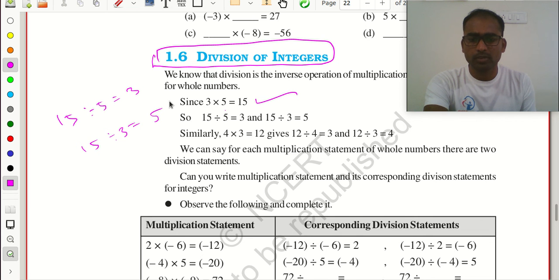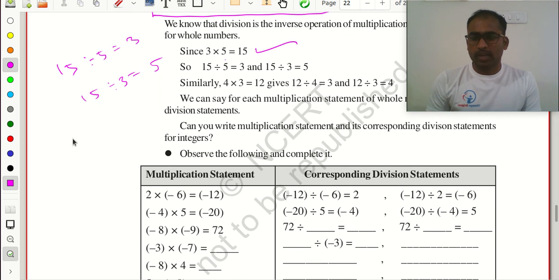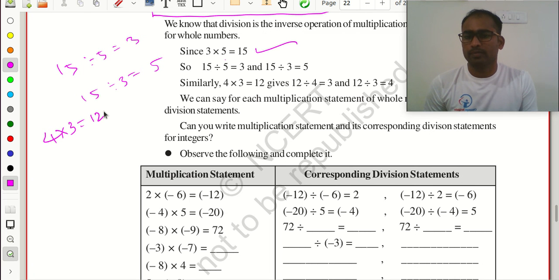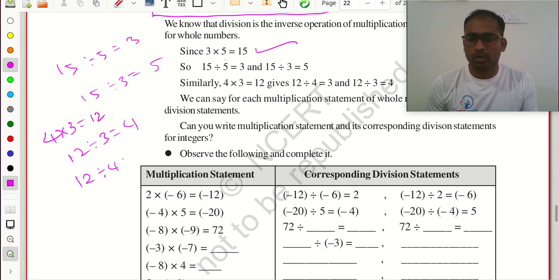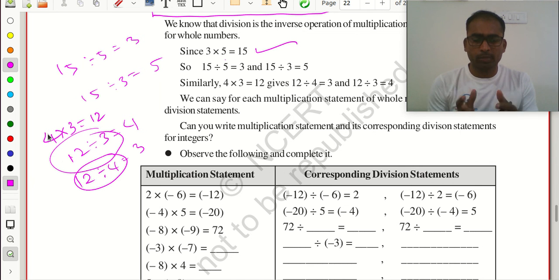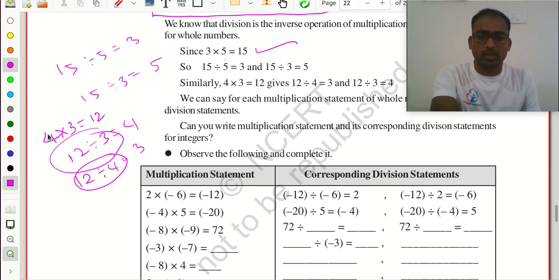Okay? So here, similarly, if I multiply 4 with 3, I will get 12. If I divide 12 by 3, how much will I get? 4. 12 divided by 4, how much will I get? 3. Understood now? See, in multiplication, I am doing repeated addition. And in division, I am going to do subtraction. I am doing the subtraction in division.